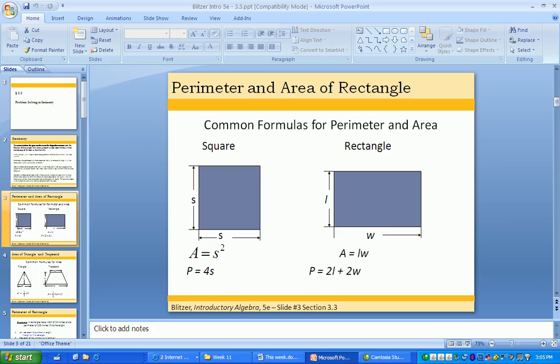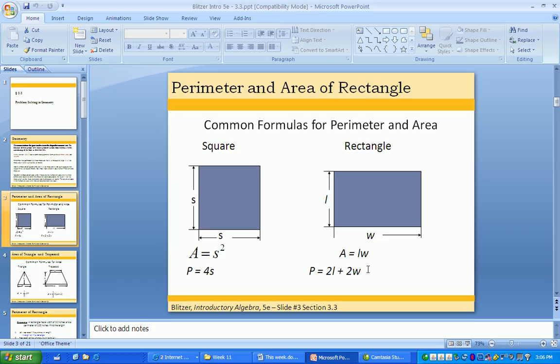So for a square, it's a little different than for a rectangle. The difference between a rectangle and a square is that in a rectangle the widths are not the same distance as the lengths. So we have two different lengths, or the lengths are the same, but the widths are different. So for a rectangle, the way we find the area is length times width. And for the perimeter, we know it's 2L plus 2W.